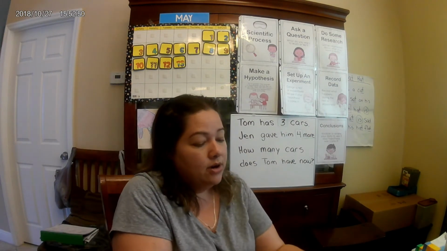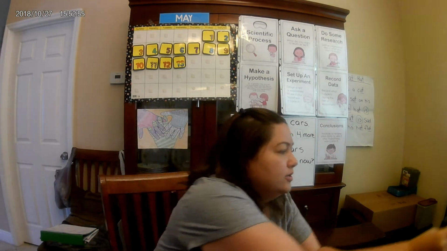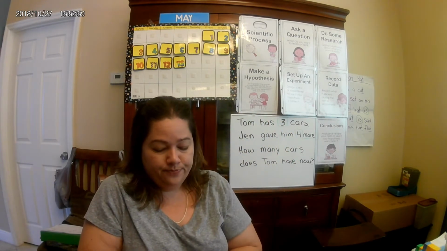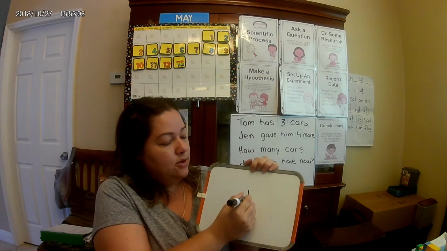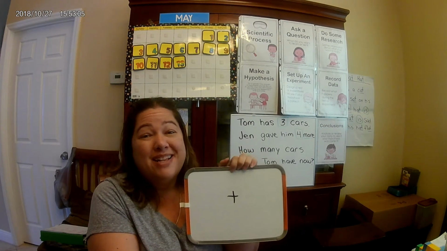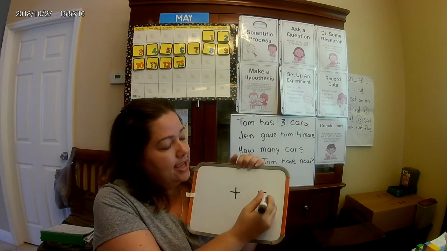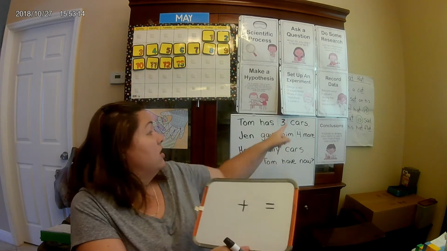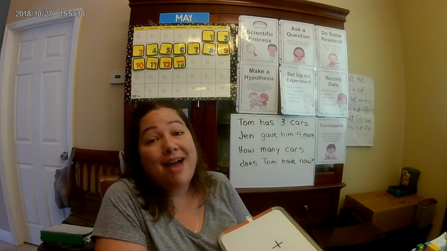So remember in our number sentence that we've been working on before, we use an addition sign. Do you remember what that addition sign looks like? It kind of looks like a T, doesn't it? So we do our little plus sign here in the middle. That means to add. Okay, and then we do our little equal sign here at the end, and this is going to be our total number of, we're doing cars today. All right, so how many cars did Tom have?